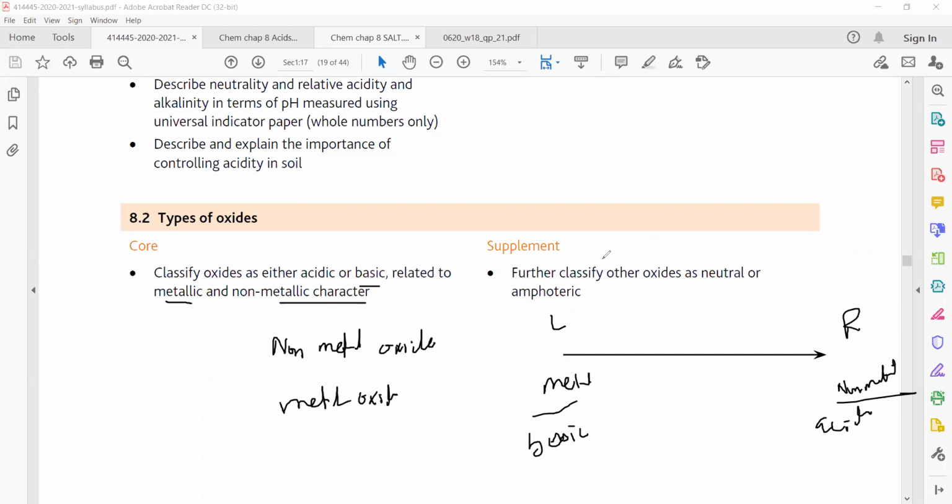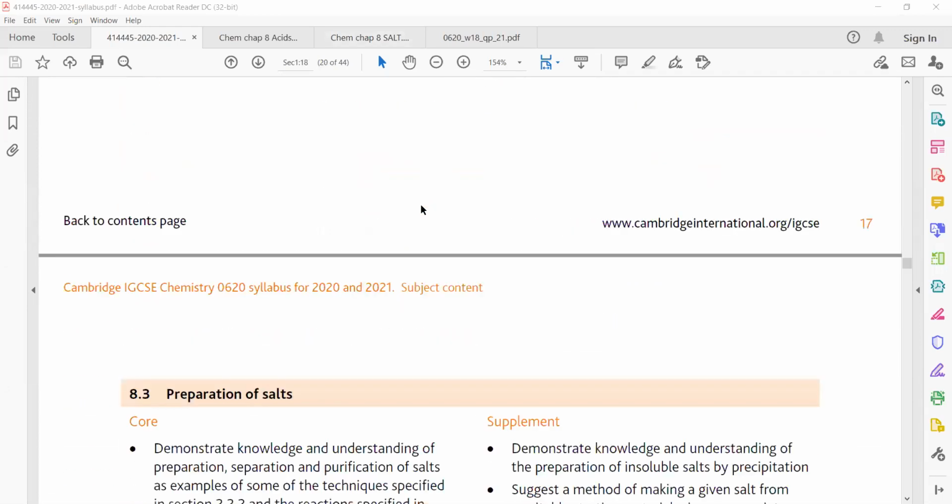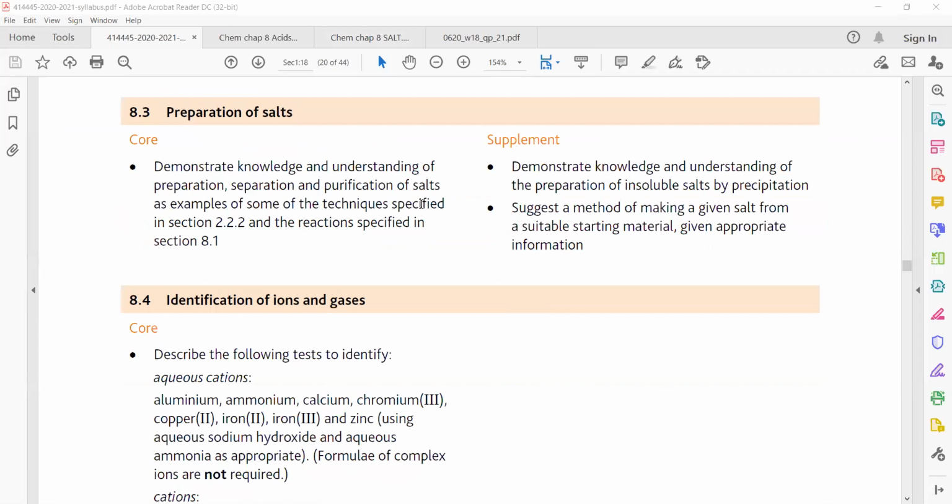And further classify other oxides as neutral and amphoteric. Neutral oxides do not react with either acid or alkali. You are only learning one example, that's carbon monoxide. And amphoteric oxides, such as aluminum oxide, lead oxide, and zinc oxide, can react with both acid and alkali. But keep in mind, there are other amphoteric oxides as well. You are not learning all of them, only these three. If any other oxide is given, they will give you the detail. Like zirconium oxide is also amphoteric, so it does react with acid or alkali. So they provide the information.